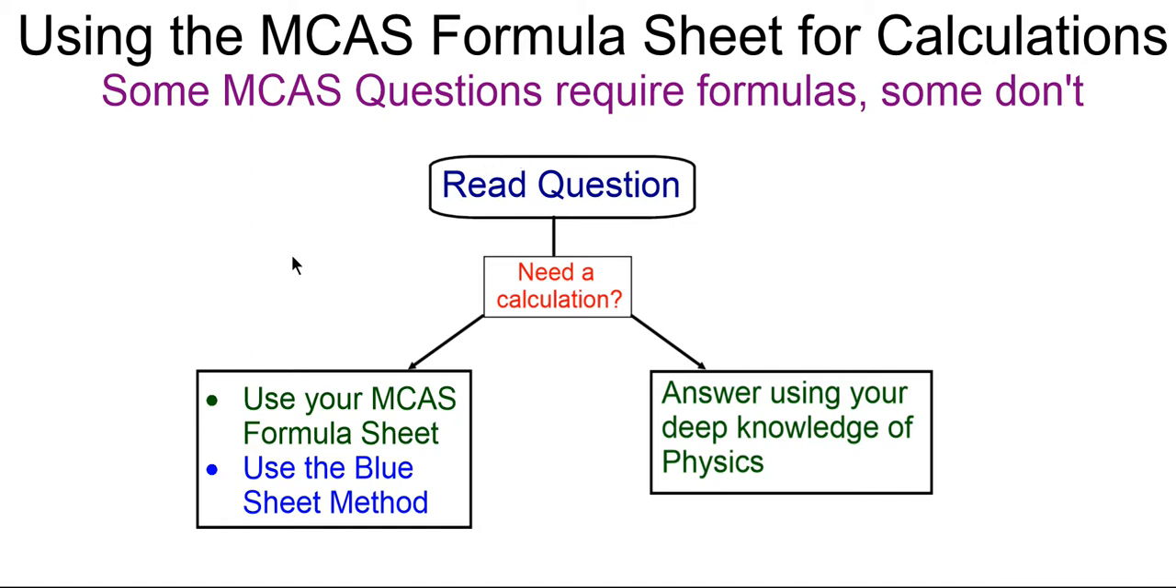Here's what you should do when you encounter an MCAS problem. First, read it. Ask yourself a question: do you need to do a calculation for this question? If you don't, then just answer it using your deep knowledge of physics. If you do, though, you need to do two things and not be too lazy to do them. Use your formula sheet, because you're going to need a formula, and to find the formula, use the blue sheet method.